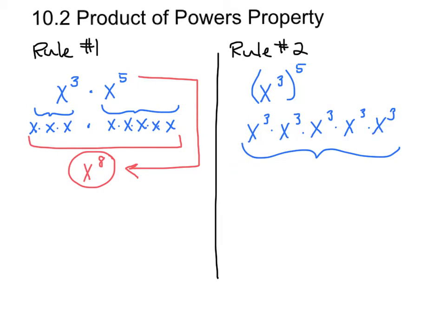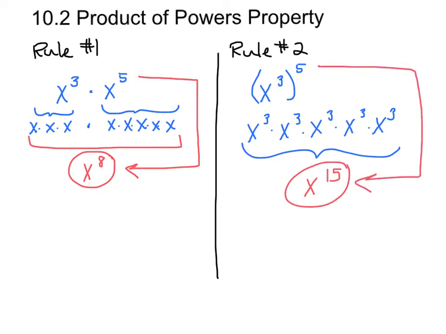Now, go back to rule number 1. What did we say to do with these powers? We added them. So what do you think you're going to do with all these powers? You're going to add them. So that gives you x to the 15th. So how do you go from x to the third to the 5th to x to the 15th? We multiply. So that's your second rule.